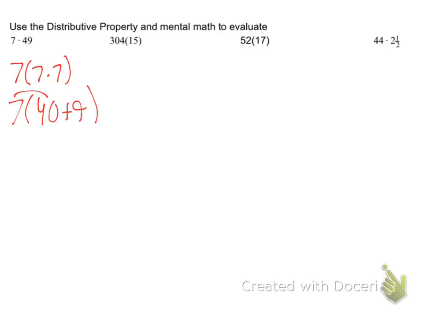What's 7 times 4? Add the 0, right? So that's 280. Plus what's 7 times 9? What's 7 times 9 now? Can you add 280 plus 63? Which ends up being? 343. Now, is that the only way to do that particular problem?